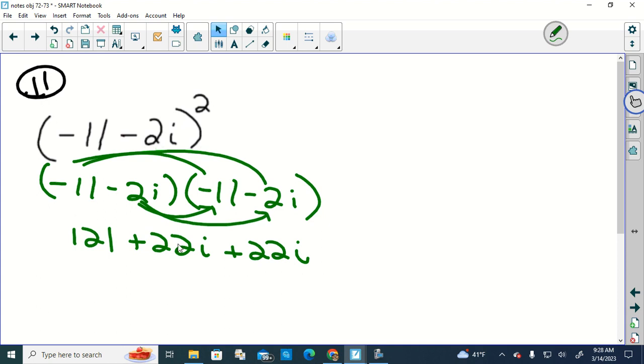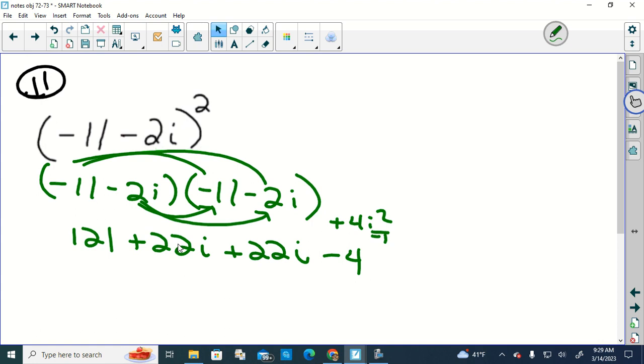2 times 2 is 4, but I'm going to have i squared, so I don't want a positive 4, I'm going to change it to a negative 4. So again, if you don't know where that came from, it came from a negative times a negative being a positive 4i squared, and remember the i squared changes it to a negative 1. So a negative 1 times 4 changes it to a negative 4. So if you need to write that, write that. If you don't, hopefully you're just catching the pattern that's happening here.